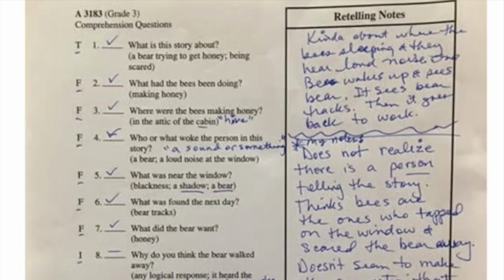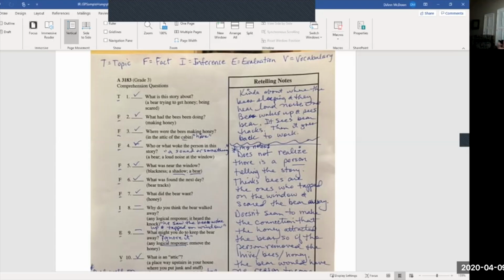You can look for patterns. Are there certain types of questions that they're able to answer and others they're not? I noticed here that on the factual type of questions, she pretty much could answer them. So she did have some comprehension. But when it got down to why do you think the bear walked away, she says he saw the bees, woke up and tapped on the window. So she's not understanding who tapped on the window. She's still thinking someone else, that the bees are telling the story. She doesn't understand who's telling the story.